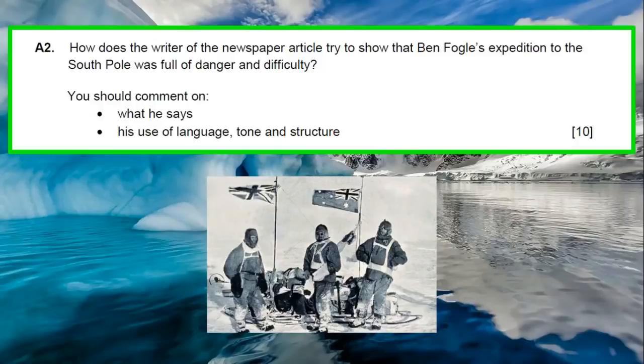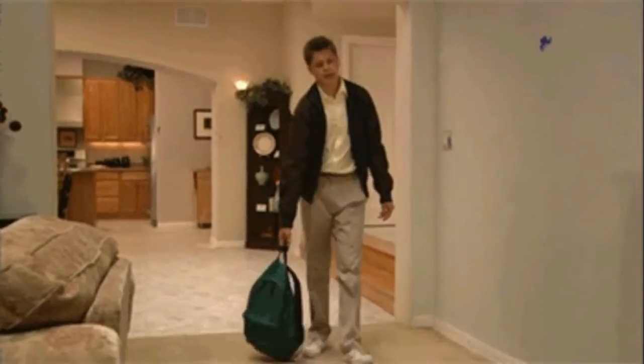So here's the question again: how does the writer of a newspaper article show that Ben Fogle's expedition to the South Pole was full of danger? You should comment on what he says, his use of language, tone and structure.